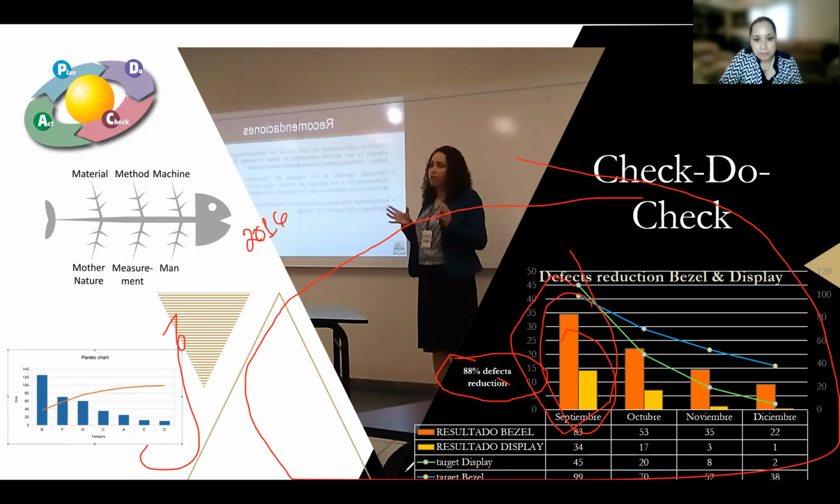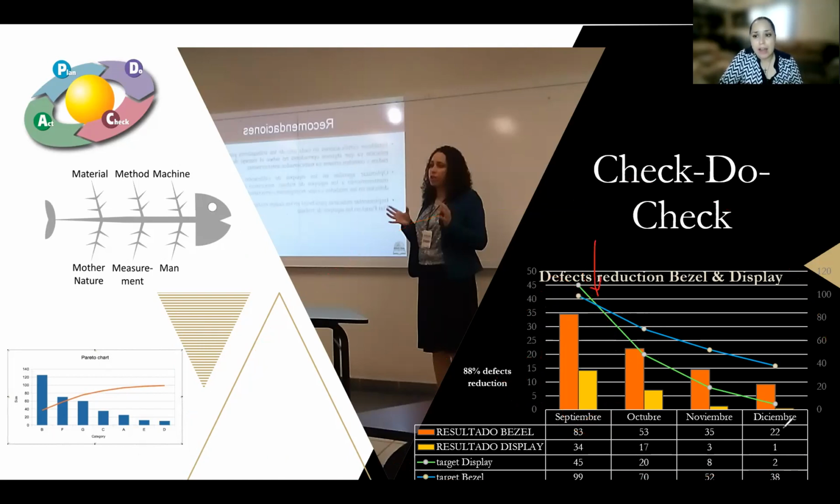We had a target for the display and the bezel. You can see it in blue and in green. That's why I showed those colors in here. And so we had a target that we needed to reduce those defects. So we started working on the problems. The problems that I mentioned to you, the problems that we used to have, scratches on the screen. And how was it reduced? How did we reduce it from 83 to 22 on the bezel, and from 34 to having only 1?